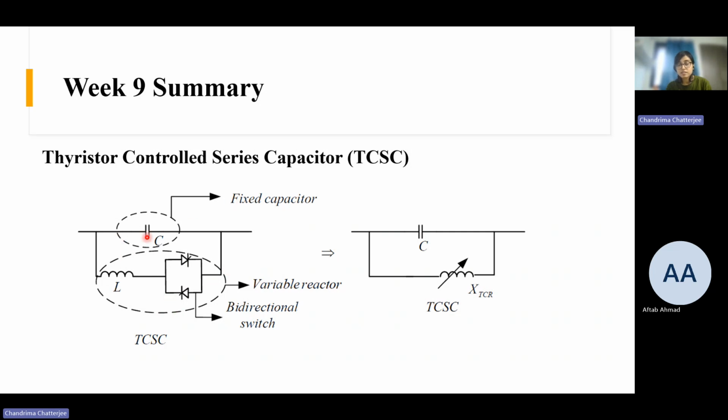But this is the fixed capacitor. There are no switches in series with this capacitor. So this capacitive reactance is fixed, but the inductive reactance value can be varied by varying the firing angle of the thyristors. And a more simplistic equivalent circuit is this, where we simply represent this whole thing by a variable inductor. So there is a fixed capacitor, and in parallel, there is a variable inductor. Okay. So this is the basic structure of TCSC.